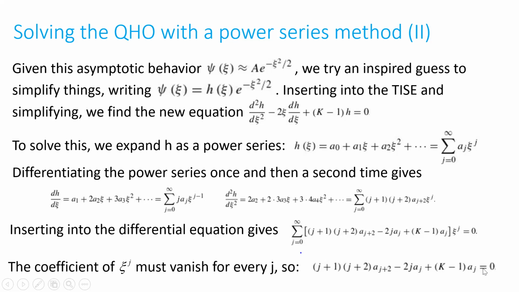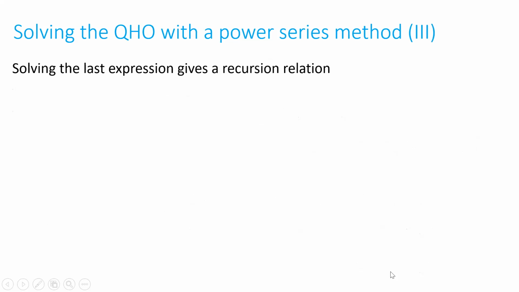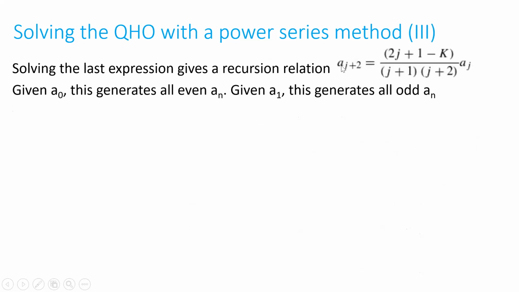Okay, so that's kind of interesting. And we can use that to set up something called a recursion relation, which relates the coefficient a_{j+2} to a_j, because you see the only things that appear in here are a_{j+2} and a_j, and they have to equal 0. So if we solve this for a_{j+2}, if we knew a_j, we could immediately get a_{j+2}. So that's what we do here. Solving that last expression gives a recursion relation for a_{j+2}, which is 2j plus 1 minus k over j plus 1, j plus 2 times a_j.